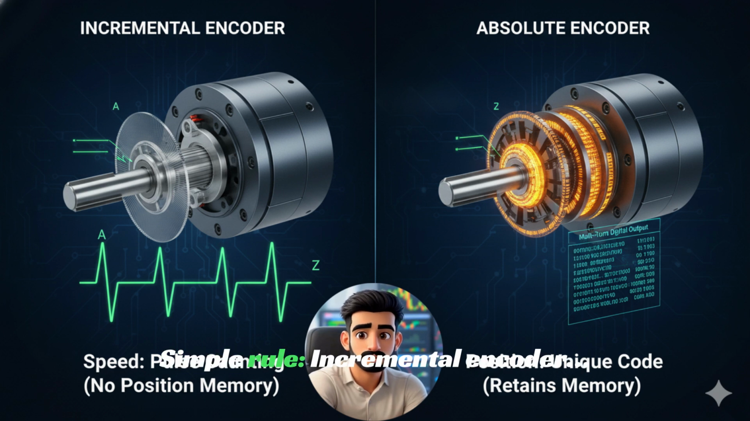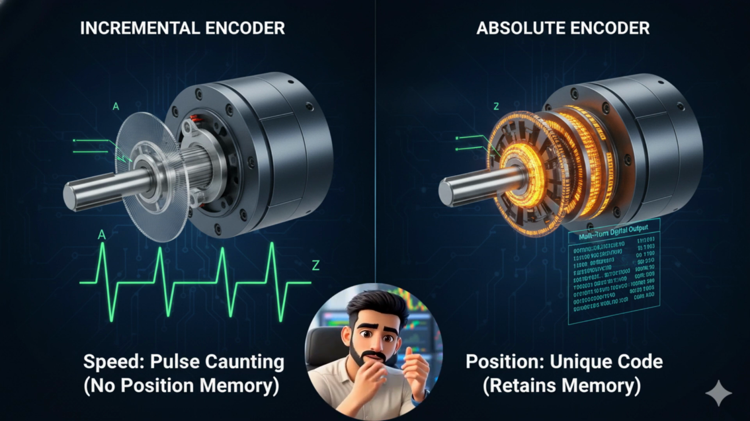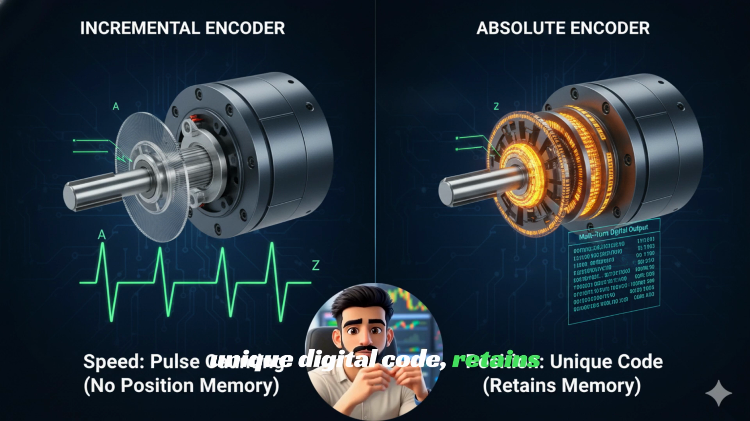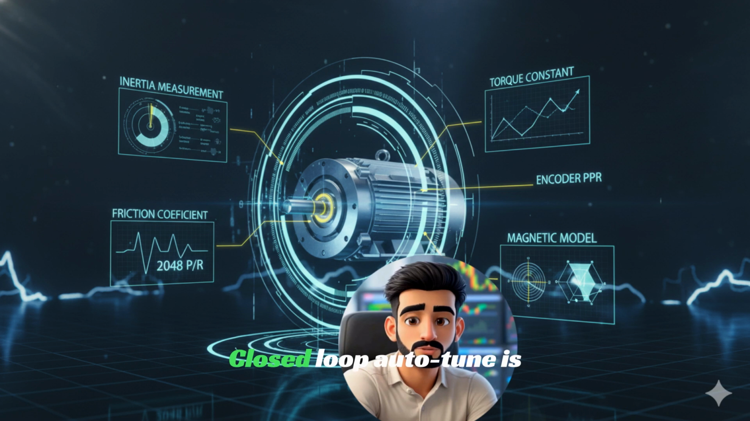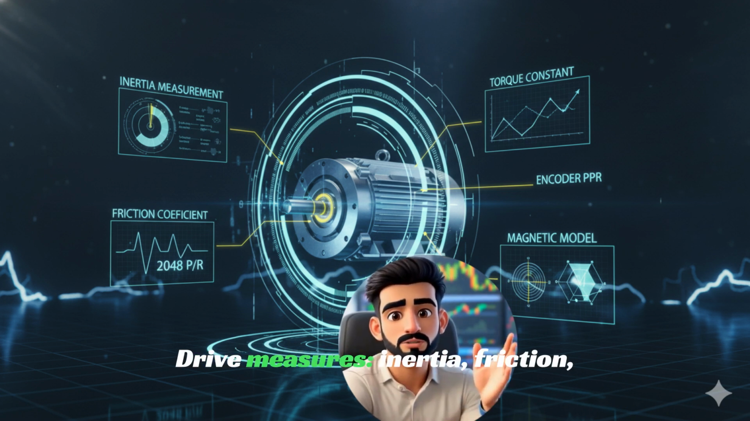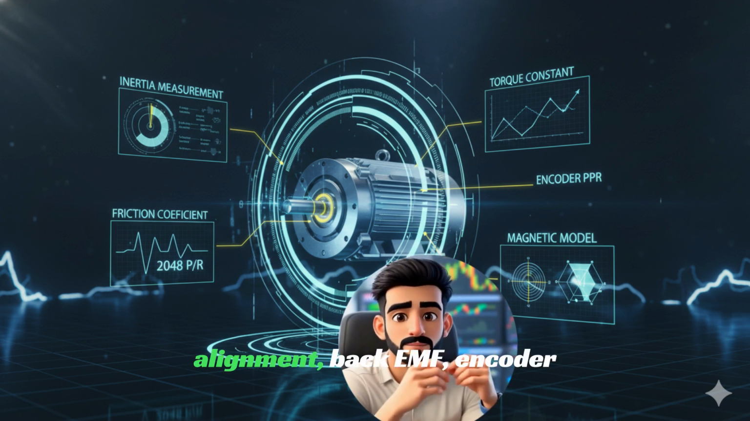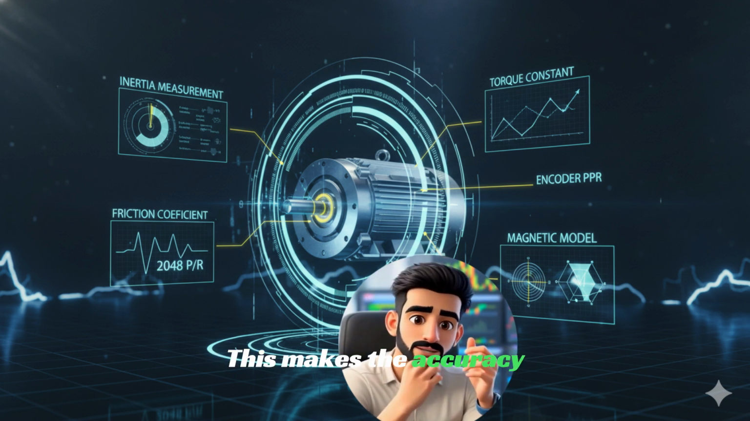Simple rule: incremental encoder gives pulses, best for speed control. Absolute encoder provides a unique digital code, retains position memory, used in high-precision systems. Speed, incremental. Position, absolute. Closed-loop autotune is more intelligent than normal autotune. Drive measures inertia, friction, torque constant, magnetics, phase alignment, back EMF, encoder quality. This makes the accuracy razor sharp.